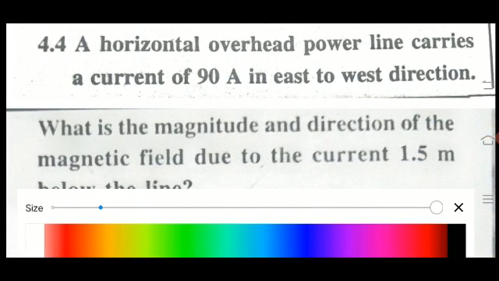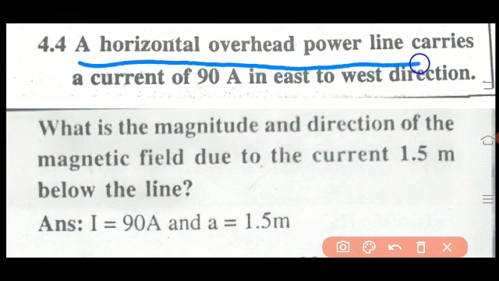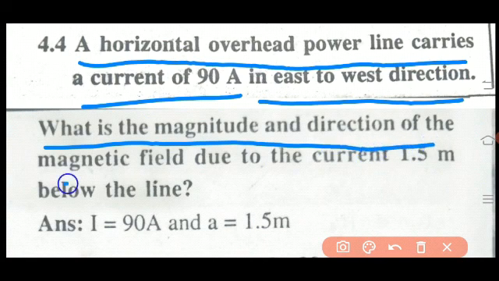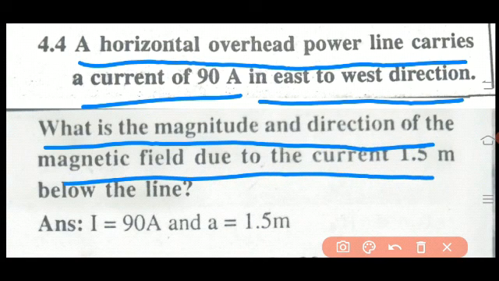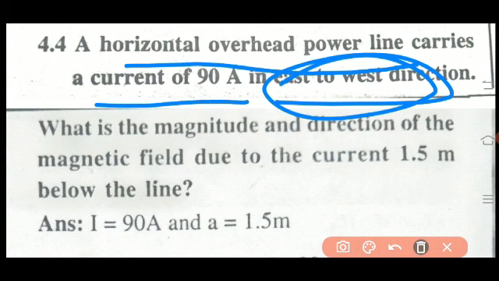Let us see the question number 4.4. A horizontal overhead power line carries a current of 90 amps in the east to west direction. What is the magnitude and direction of the magnetic field due to the current 1.5 meter below the line? So see the question once again. A horizontal overhead power line carries a current of 90 amps. In which direction? East to west direction.